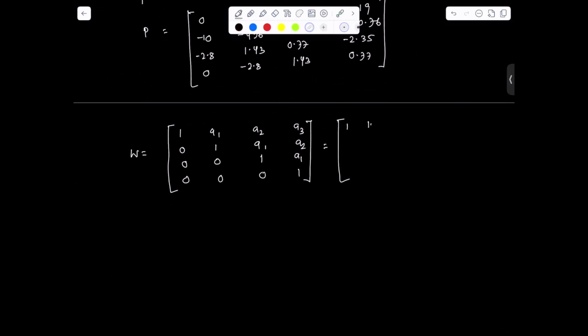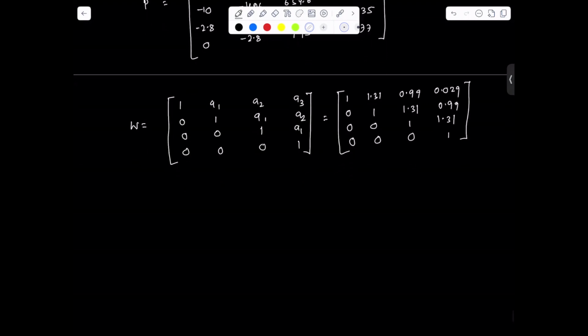1, 1.31, 0.99, 0.029, 0, 1, 1.31, 0.99, 0, 0, 1, 1.31, then we have 0, 0, 0, 1. So we have found the W matrix.